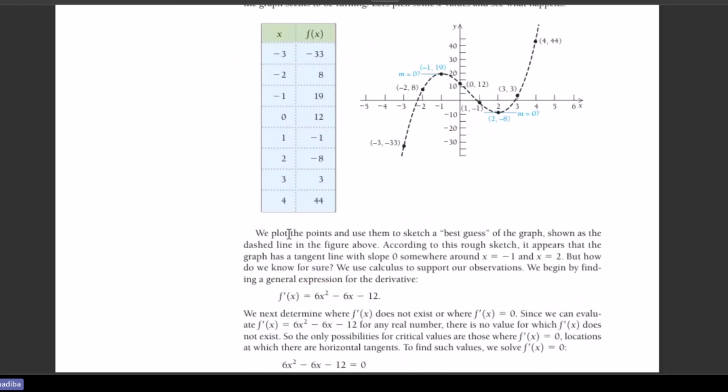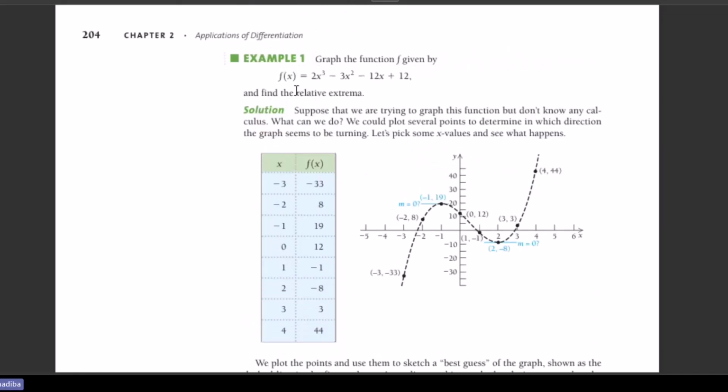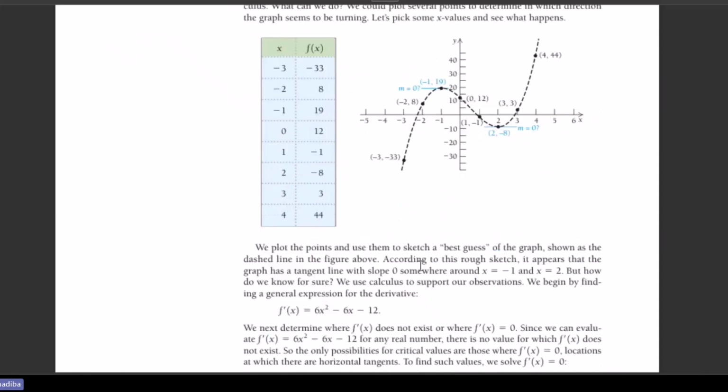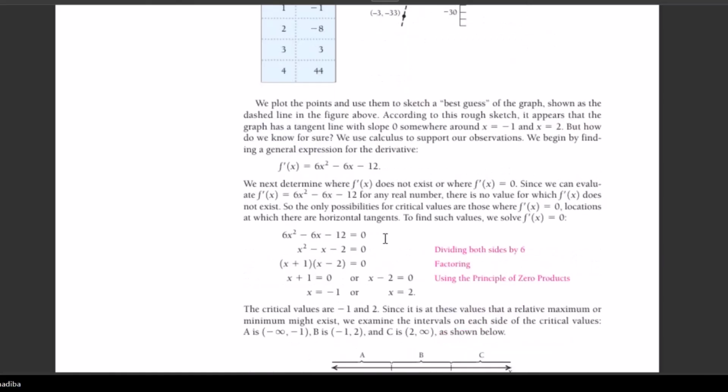So then the next thing that these people did, they found the first derivative in order to get the critical points. The first derivative of this is 6x squared minus 6x minus 12, as they have it here. This is the first derivative. The next thing to be done was to put the first derivative equal to 0 in order to solve for the x values.